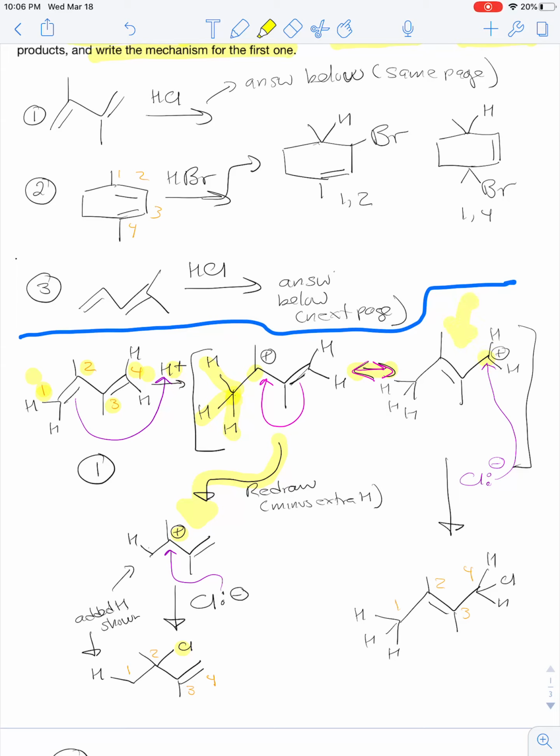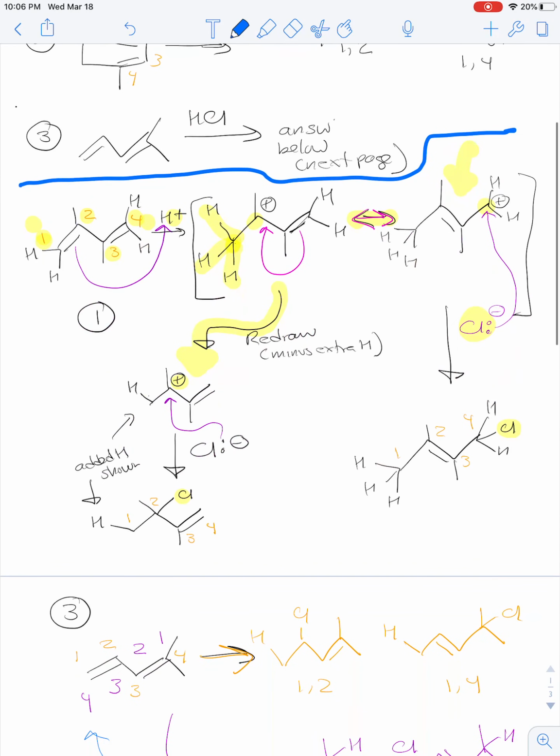If you look at the second resonance contributor, you end up with the positive charge now on this end carbon, and when the chloride attacks, you end up with the chlorine on the number 4 carbon. And so in terms of identifying these things, the product on the left is the 1,2 product, the product on the right is the 1,4 product.